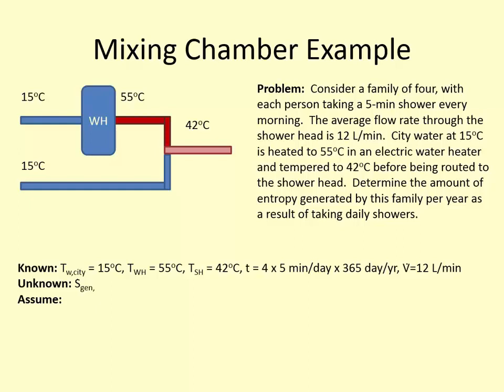Okay, so this problem has a lot going on. We have a family of 4, and each person takes a 5-minute shower every morning. Pretty quick. It's not that quick in my household. The average flow rate through the shower head is 12 liters per minute. City water at 15 Celsius is heated in the water heater to 55 degrees Celsius, and then it's tempered to 42 degrees Celsius, meaning more cold water is added to it to make it a comfortable showering temperature. So we want to determine the amount of entropy generated by this family per year as a result of taking daily showers.